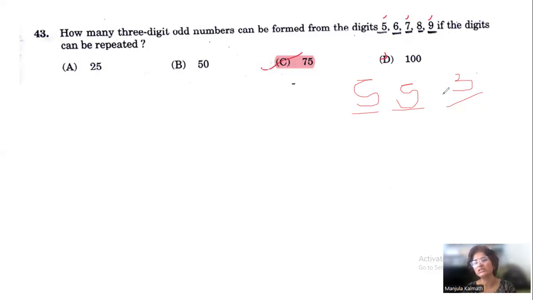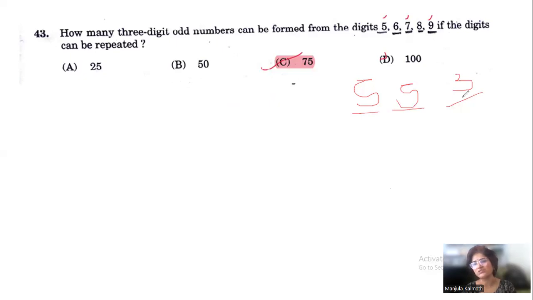The total, how many? 3 are possible. If it would have asked for an even number, in that case how many values would we take in the digit position? The unit position means here 6 as well as 8, only 2. Since 579, it becomes odd. If it is asked even, we have to take only 2 here.